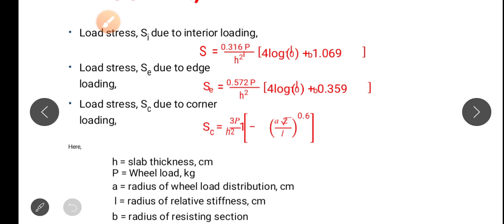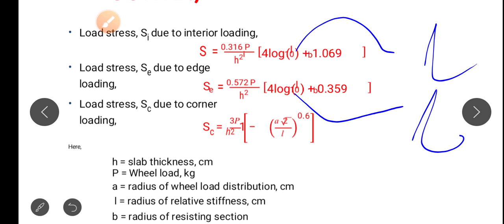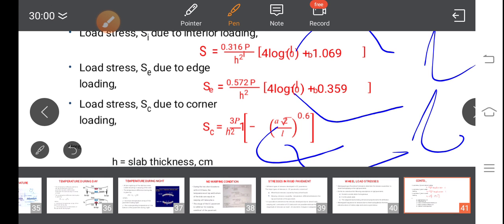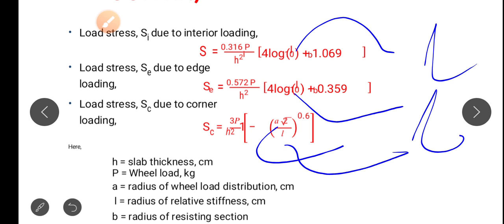to the power of 0.6. So here it is taken as L, radius of the relative stiffness. Here also it is L, radius of the relative stiffness. Here also L. A is nothing but the radius of the loaded plate. H is slab thickness, P is wheel load in kg, A is radius of wheel load distribution, I have already said. L is radius of relative stiffness, I have already told. B is the radius of resisting section.